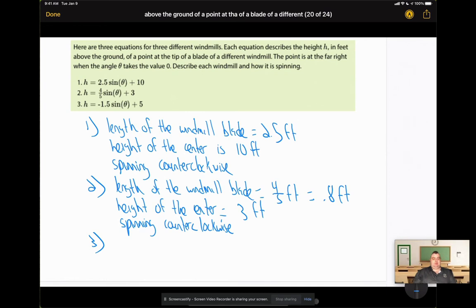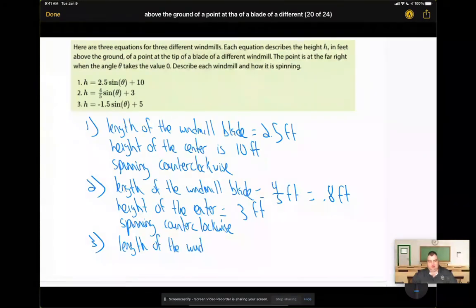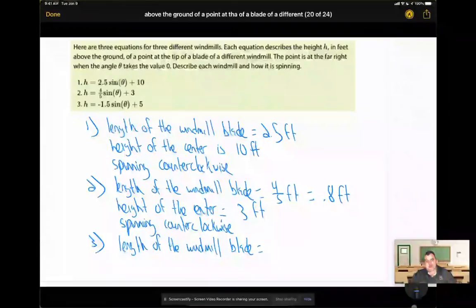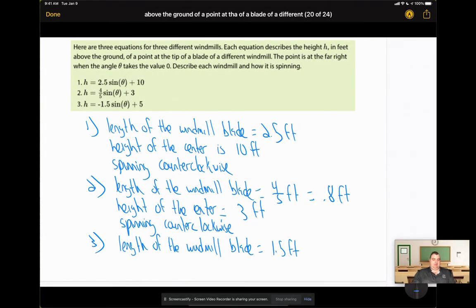Lastly, number 3. Once again, the length of the windmill blade, instead of being 2.5 feet or 4/5 feet. Notice this value is now negative 1.5. The absolute value of negative 1.5 is positive 1.5. So the length of the blade is 1.5 feet.